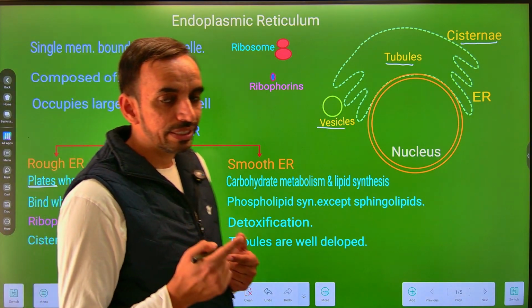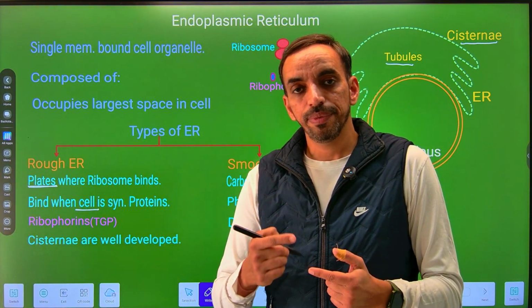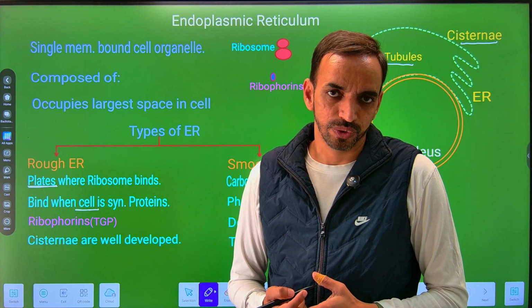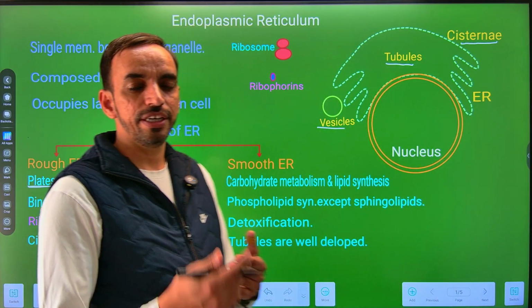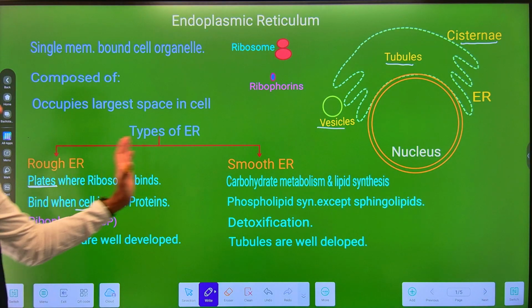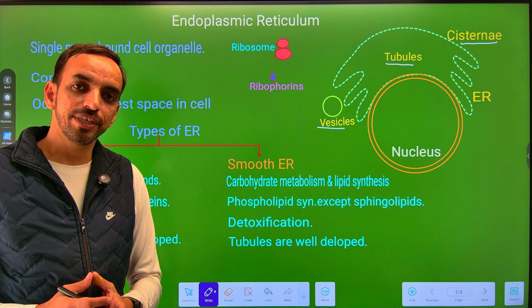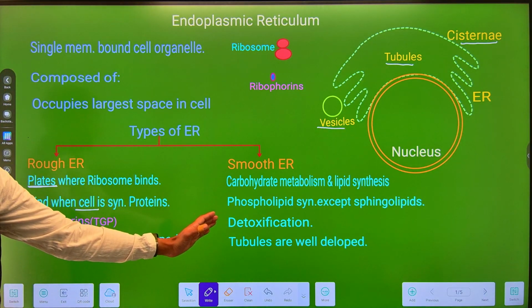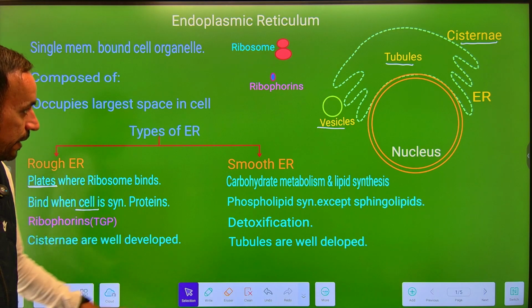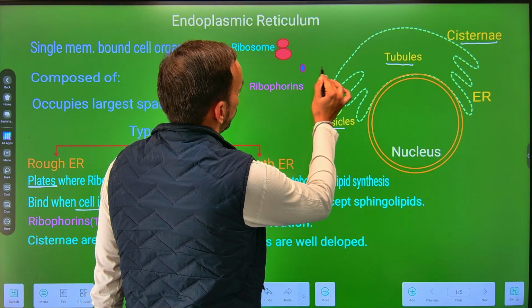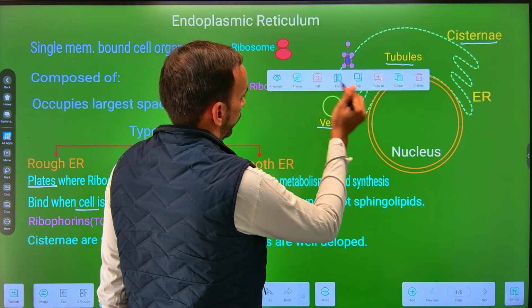जब सेल प्रोटीन का सिंथेसाइजेशन कर रहा है तभी राइबोसोम्स जो हैं रफ एंडोप्लाज्मिक रेटिकुलम से बाइंड होते हैं. So it means कि if the cell is not synthesizing the protein, then is the rough endoplasmic reticulum equivalent to the smooth endoplasmic reticulum? No. They are still different from the smooth endoplasmic reticulum because they contain the proteins which are known as ribophorins.